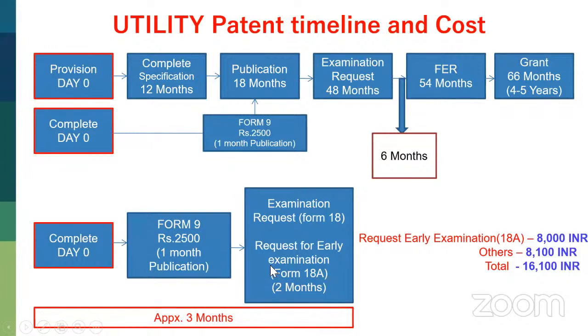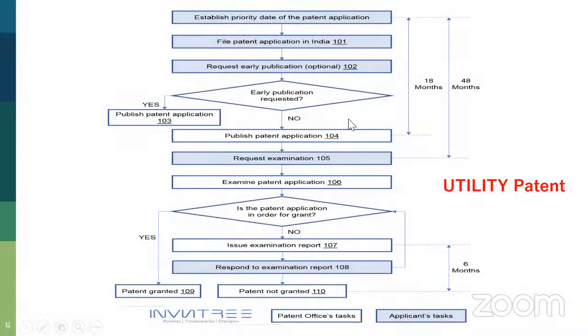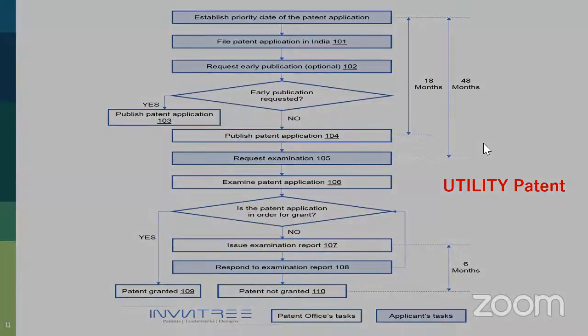And not a natural person can file this. There is a lot of procedure and rules for filing this form 18A. And according to that, one can file form 18A also to get everything in a 3 months period approximately. Okay, so this is about the flow of patent, and the same things are in the flow chart of IPR. I'll skip this for the time being.